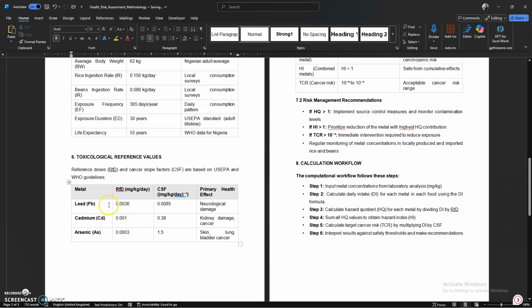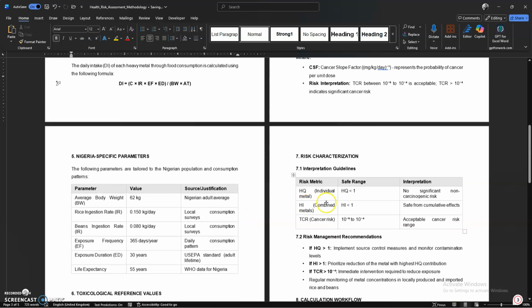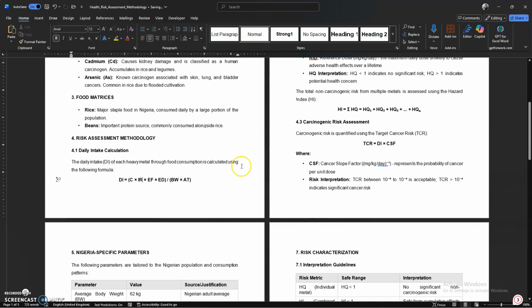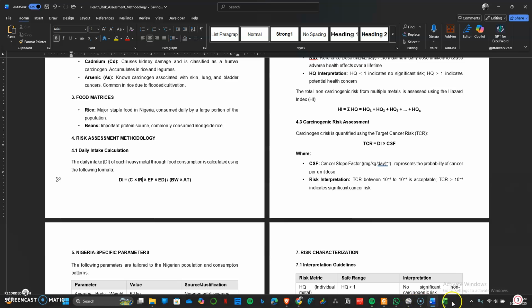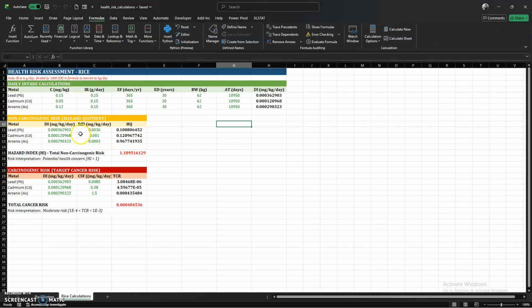So the reference dose for lead is 0.0036, cadmium is 0.001, arsenic is 0.003. So we are going to simply divide your daily intake over the reference dose, which is what we have here. This is our daily intake, this is our reference dose. Once we divide this by this, we get this. We also do this and this, we get this. We do this and this, we get this also.